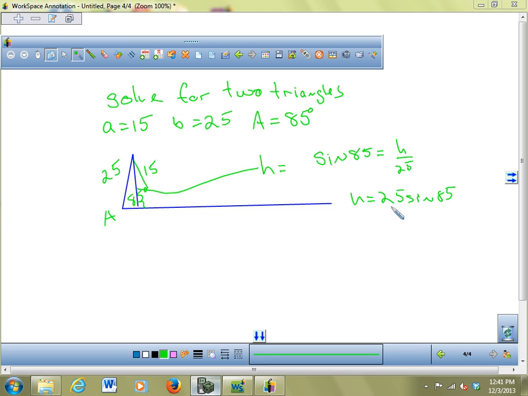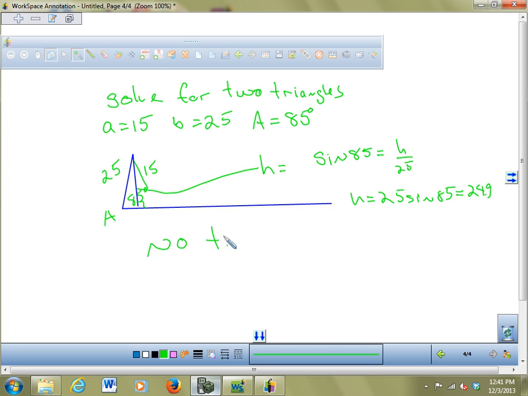Okay? So if H is 24.9, that means that A is less than H, so it's not going to reach. Follow that? So no triangle in this case. No triangle, so you can't solve this one for two triangles. That one's a no triangle. Okay? So let's do one where you do have to find two triangles. Oh, I can't read my own writing.